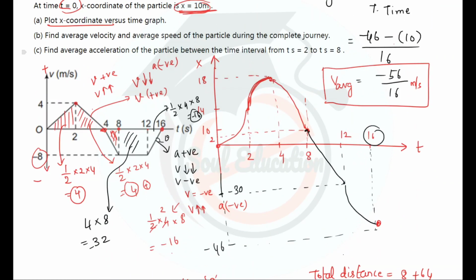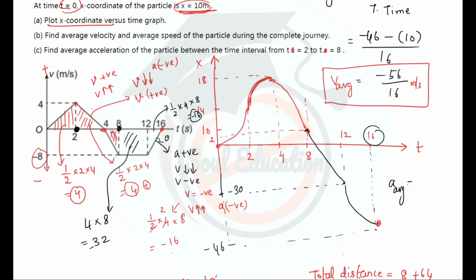Next என்ன question கேட்டிருக்காங்கன்னா, find the average acceleration of the particle between the time interval t is equal to 2 seconds and t is equal to 8 seconds. So 2 ல இருந்து 8. 2 second எங்க இருக்கு? இங்க இருக்கு. So 2 second and 8 second is here. என்ன கேட்டிருக்காங்க? Average acceleration.